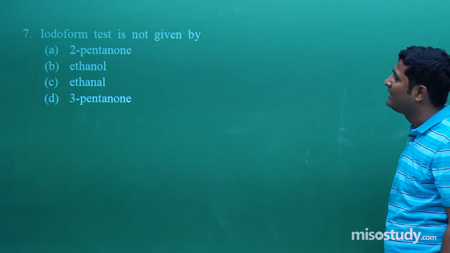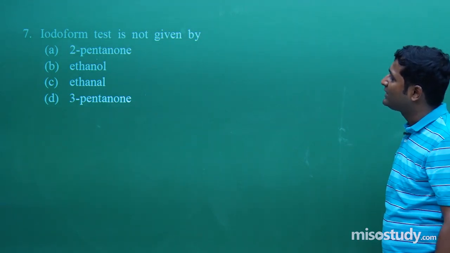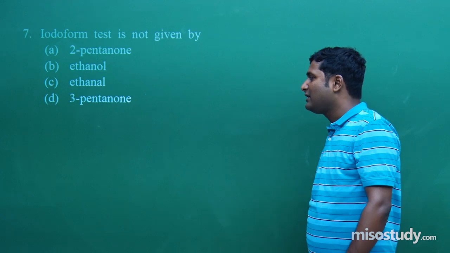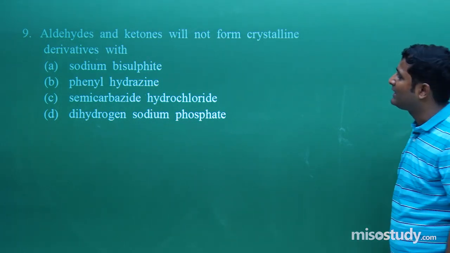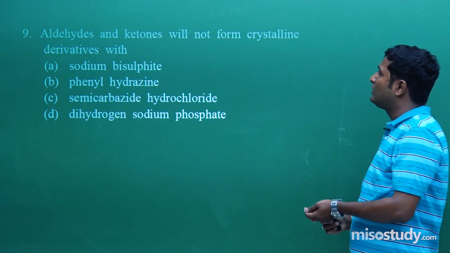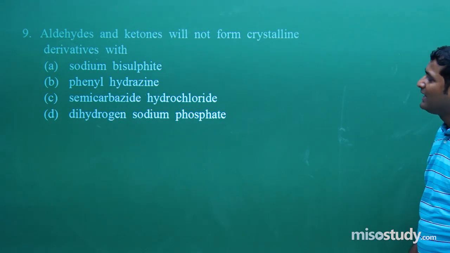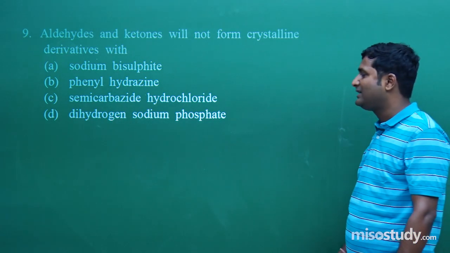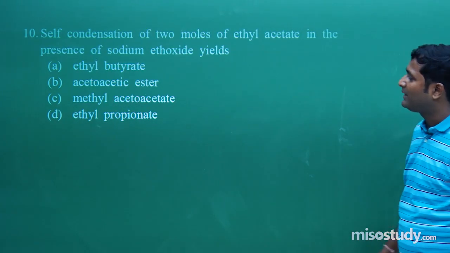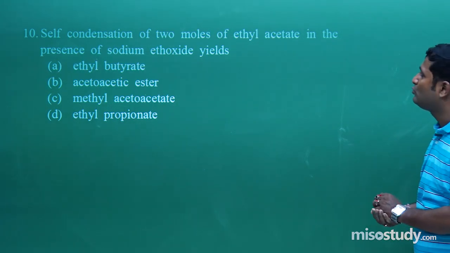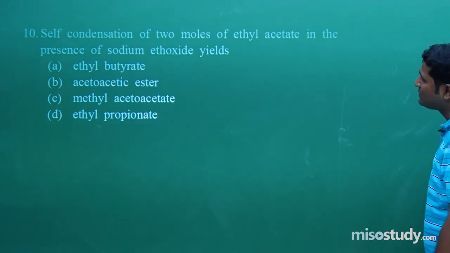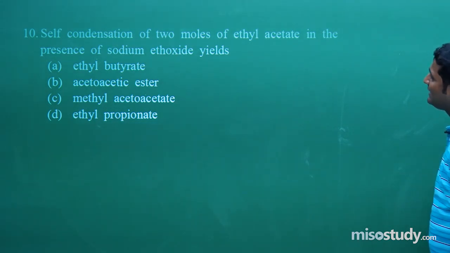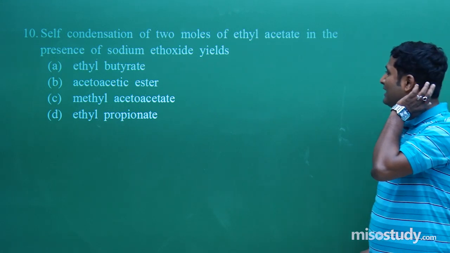For question number 7, the iodoform test is not given by D, that is 3-pentanone. For question number 8, NaOH, B is the correct option. For question number 9, aldehydes and ketones will not form crystalline derivatives with dihydrogen sodium phosphate, D is the correct option. For question number 10, self-condensation of 2 moles of ethyl acetate in the presence of sodium ethoxide gives you acetoacetic ester. Clear, friend, what I'm telling?